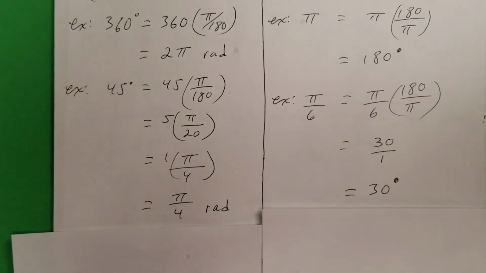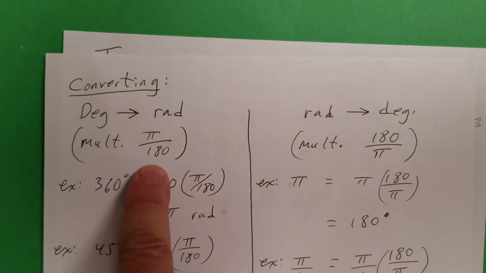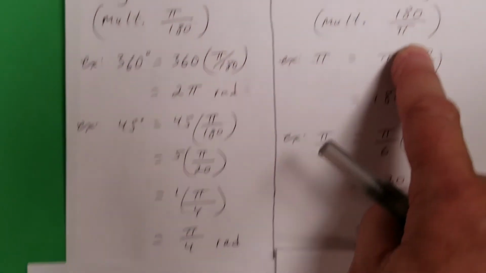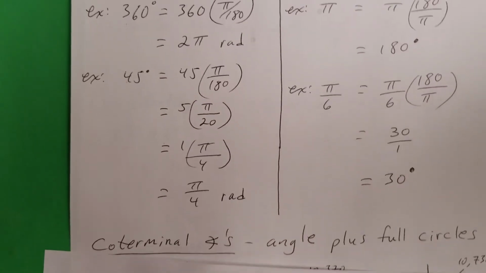Right? So all you're doing to convert back and forth is either multiplying by pi over 180 or 180 over pi, depending on which direction you're going. Okay.